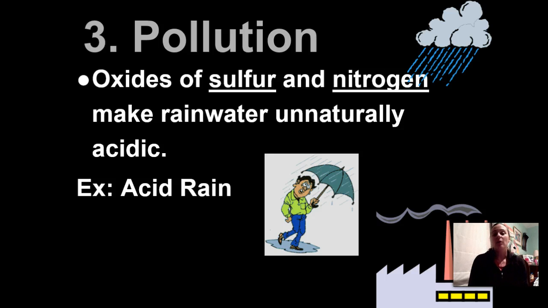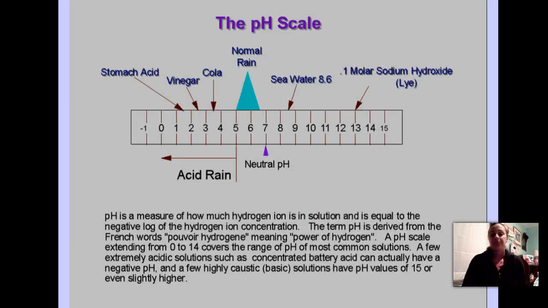Another way the rocks can be broken down chemically is through pollution that we've created and put into the air. We have the oxides of sulfur and nitrogen make rainwater unnaturally acidic. So as the pollution is in the air and as the water droplet forms around the condensation nuclei in the air, which is pollution, it creates an acidic rain or acid rain.